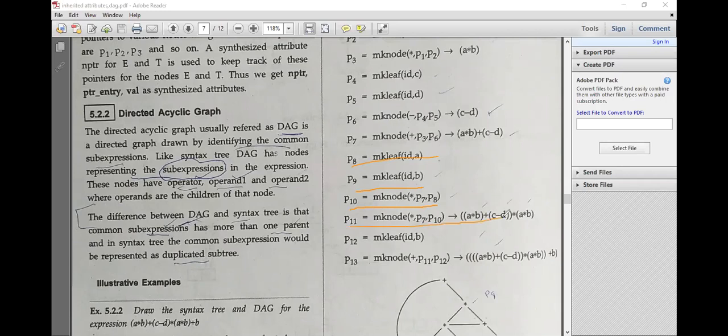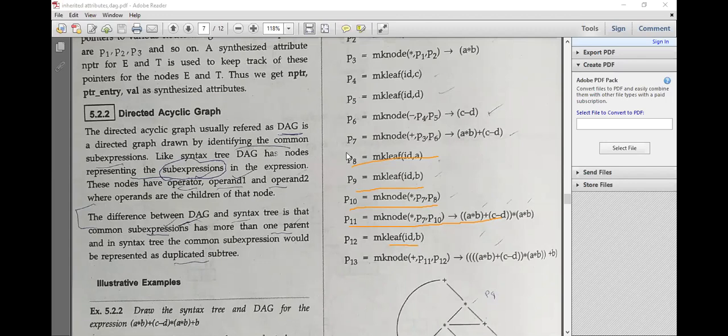Come to P11. P11 is going to make node of star. That means we need a star node of P7 and P10. P7 is already done; the answer you already got from A star B and C minus D. Take that P7 as the left pointer, and the right node is what we just did, A star B. So multiply both, P7 and P10. That answer is to be added with another node. Therefore take another make leaf node ID B, add with, that means P11 and P12, stored in P13. So this is the answer we got.